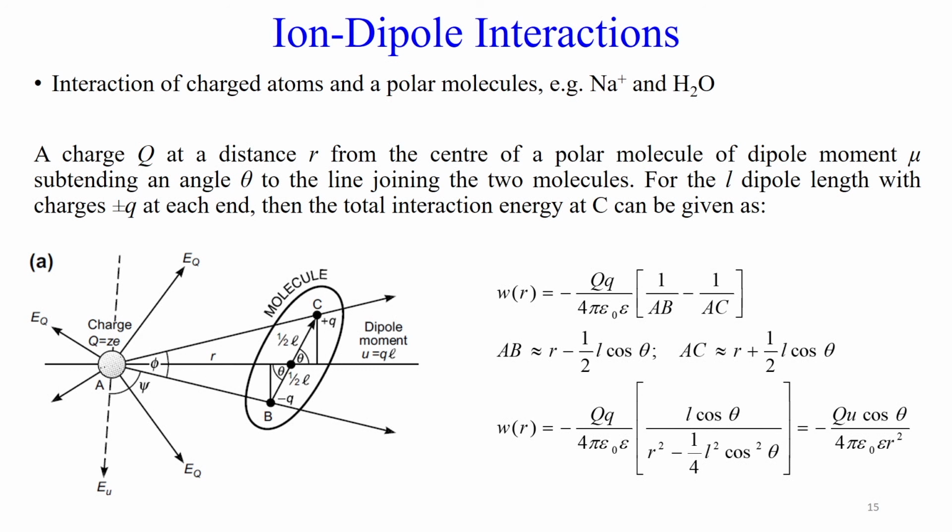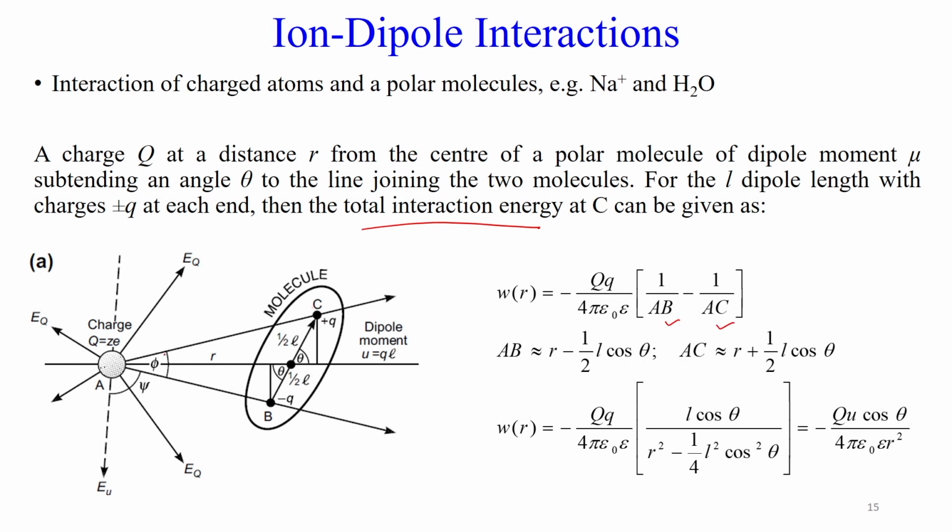Now, if you want to calculate the ion dipole potential, or you can say the total interaction energy, we will write q into q, this charge is q, over 4 pi epsilon naught epsilon. Now, what will be the distance? For this case, the distance will be AB. So, in one case 1 upon AB, and 1 upon AC.